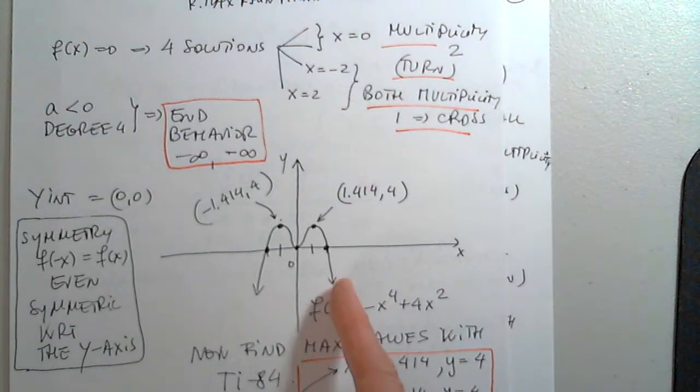And how do I determine the maximum with the graphing calculator? The graphing calculator, where is my graphing calculator?